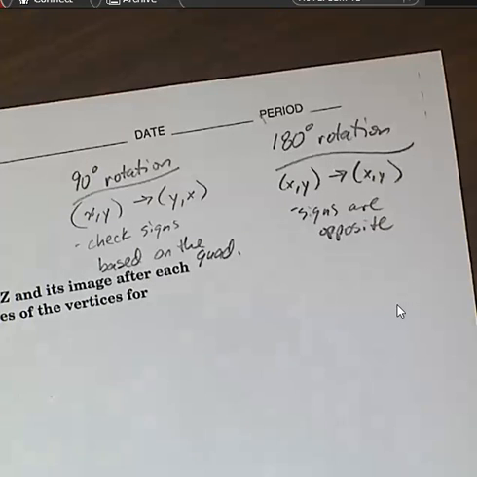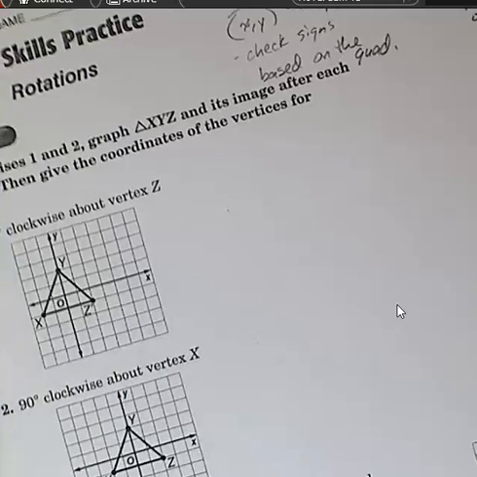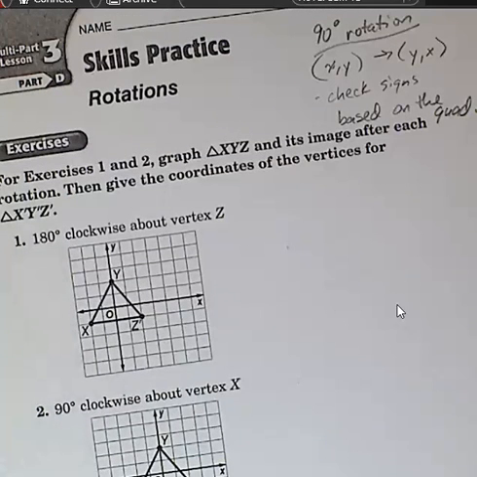Okay? Mrs. Smith, there's a triangle here. You did not talk about triangles. You just talked about individual points. How am I going to do a triangle if I only know how to do points? You do one point at a time. That's absolutely right.